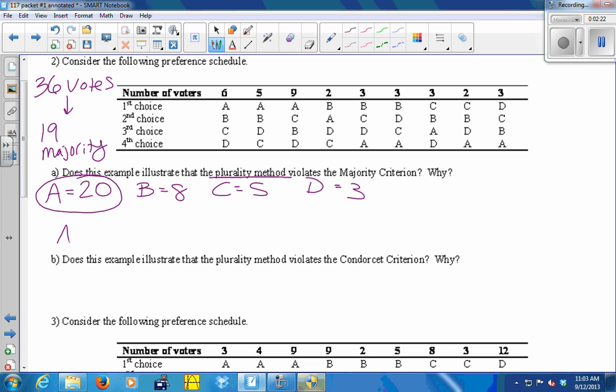Well, that wouldn't be possible, because if A has 20 and B has 21, then that's a total of 41 votes, and we only have 36. There's only 36 voters. So the idea with the majority is only one person can ever get a majority, because it's more than half. So if you have more than half the votes, no one else could have more than half, because there are less than half of the votes remaining. So we have no violation here.